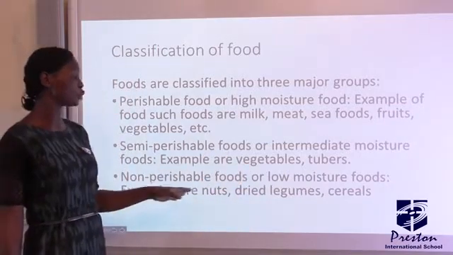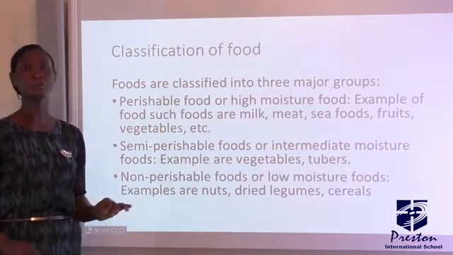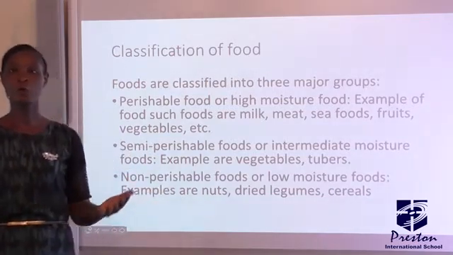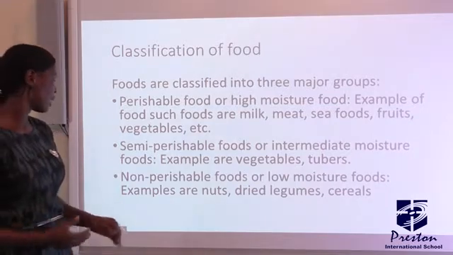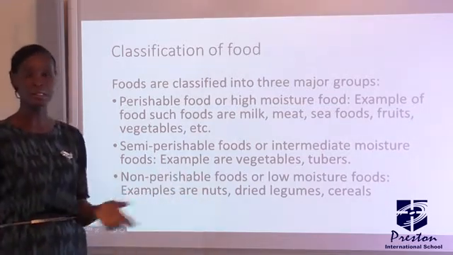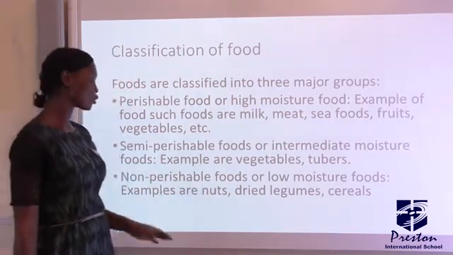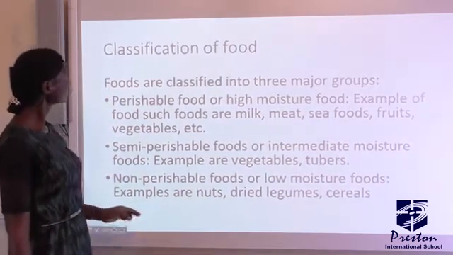Then we have non-perishable food. Non-perishable food, they don't have high moisture content. The food can stay for a long period of time. Examples are nuts like groundnuts and others. Then we have dried legumes, and we also have cereals.